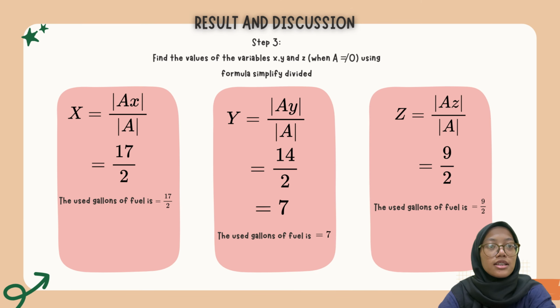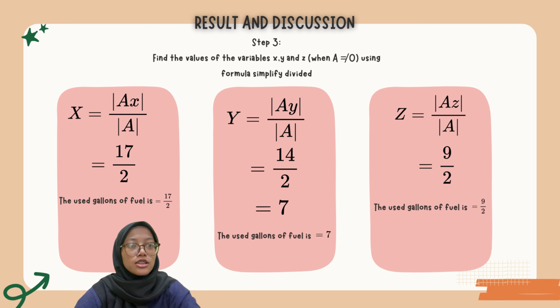Now I'm going to explain step 3. Find the value of the variables x, y, and z when A is not equal to 0 using the formula simplified. So we have here the formula x equals determinant AX over determinant of A. So we substitute the value that we get from the previous presenter. We get 17 over 2. So the used gallon of fuel of the truck is 17 over 2.